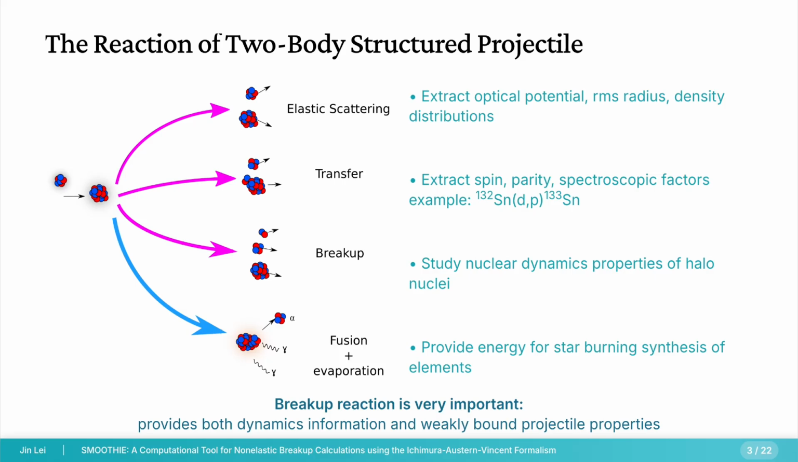Breakup is the third key channel, allowing us to probe the nuclear dynamics and the structural fingerprints of weakly bound systems. These channels are categorized as direct reactions since they occur over a short time scale and involve changes to only a few degrees of freedom. In contrast, many-body reaction channels such as fusion followed by evaporation play a role in stellar energy production and nucleosynthesis. Therefore, breakup reactions occupy a central role. They simultaneously encode dynamical information and reveal the intrinsic properties of weakly bound projectiles.